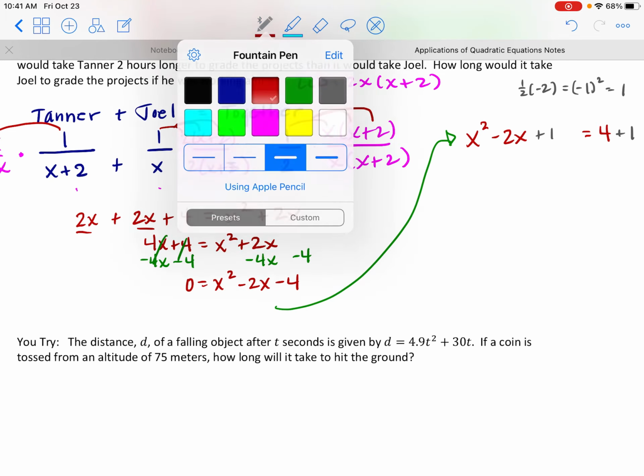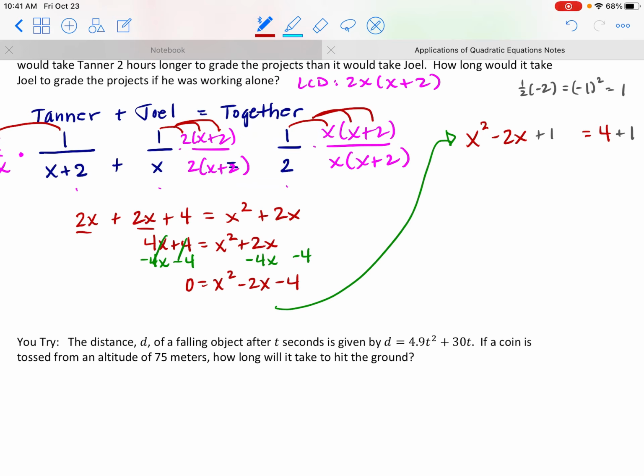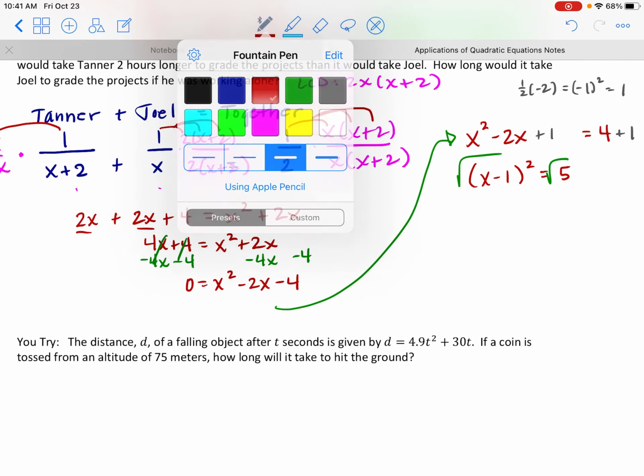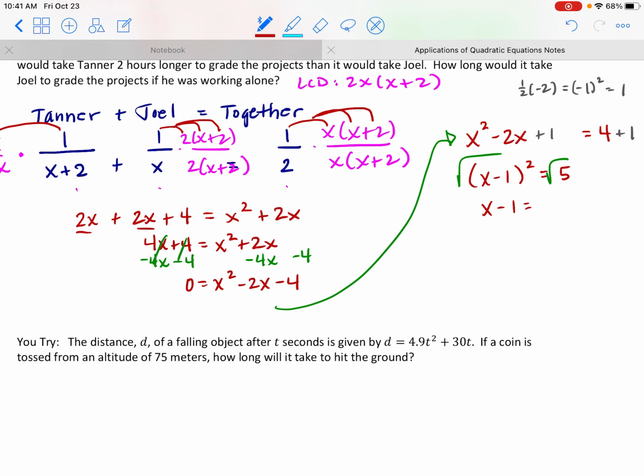And so this side factors of 1 that make negative 2 are negative 1, negative 1. So this becomes x minus 1 squared. On the other side, 4 and 1 makes 5. And now I can square root both sides to solve. So square root. That means x minus 1 equals plus or minus a radical 5. And now I'm going to add the 1 over. And x is going to equal 1 plus or minus a radical 5.